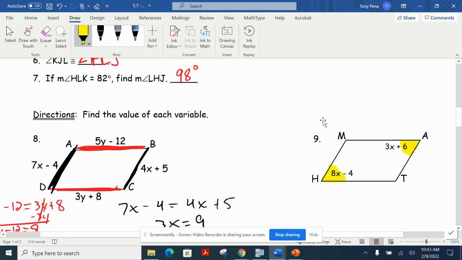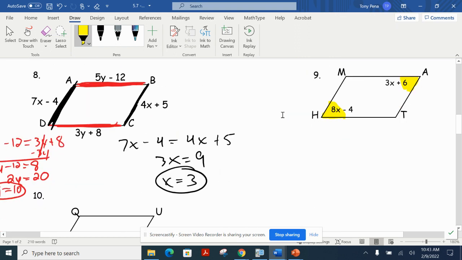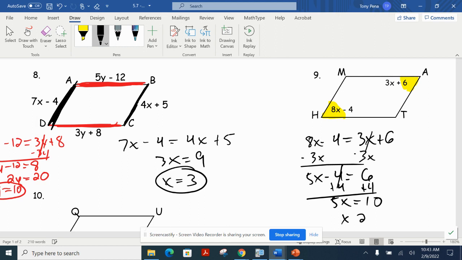These are across from each other. They're not right next to each other. And our property tells us that opposite angles are congruent to each other. So just like those previous two, those have to be set equal. And then again, just a simple little algebra equation that we need to work our way through and solve. All right, so go through that. Confident we would all get that part right. And in this case, we should get an x value of 2.